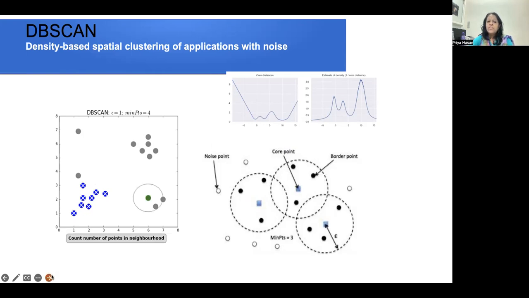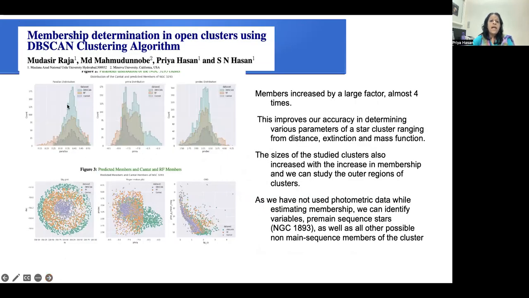Using that, we tried to look for clusters, and this is a paper which is going to be submitted very soon, and we had our members from DBSCAN. We compared it to our random forest members and the candidate members to show how well we do. What we see is that membership gets increased by a factor of almost 4 times. It improves the accuracy in determining parameters. Sizes are also increased, and since we don't use photometric membership, we can look for variable stars in the color magnitude diagram, which would otherwise not be explored.